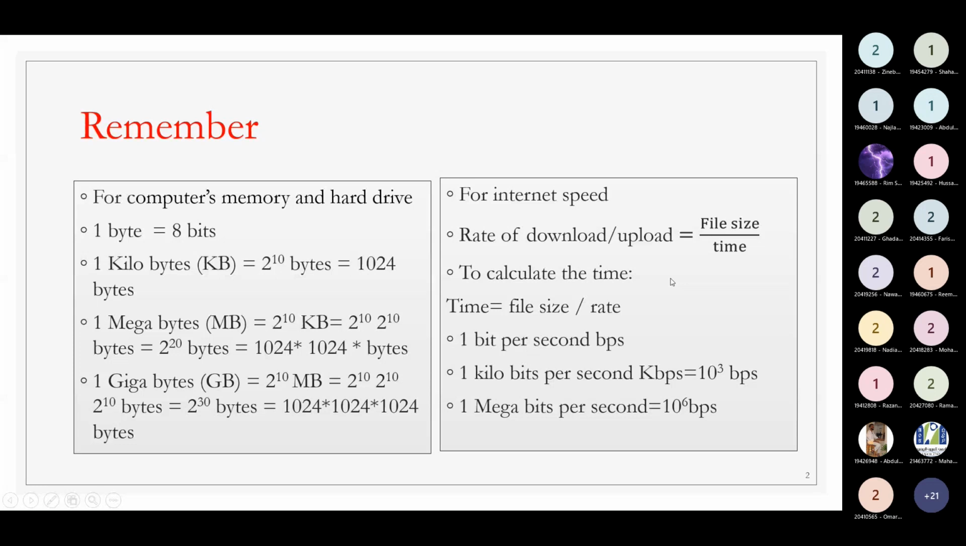1 kilobit per second, where the K is in capital and the b is small, will be equal to 2 power 3 bits per second, and 1 megabit per second is equal to 10 power 6 bits per second. 1 gigabit per second will be equal to 10 power 9 bits per second, etc.